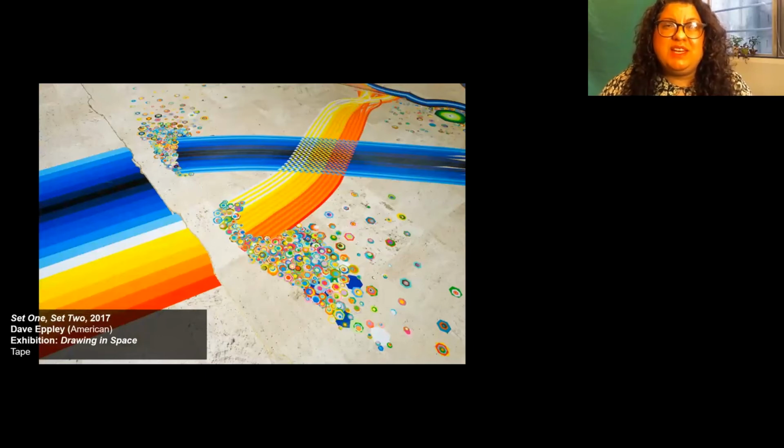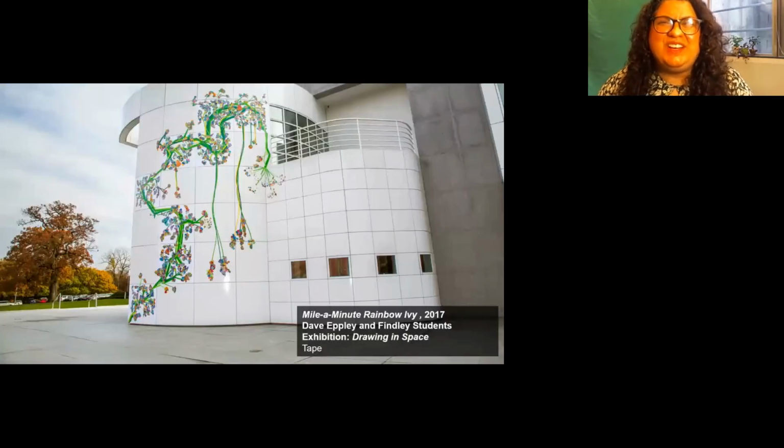Epley was even involved in a project with Finley Elementary School in Des Moines, and he created a second installation that was displayed on the outside of the Meyer building. The students titled this work Mile a Minute Rainbow Ivy. And here's a photo of that work. He created this in collaboration with the students. Through virtual instruction, he visited their classes virtually, and he had them create the flower elements. And then he put them all together in this vining structure that he put on the side of the Meyer building.